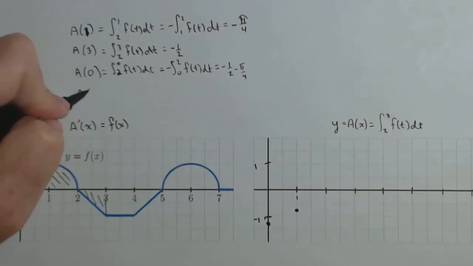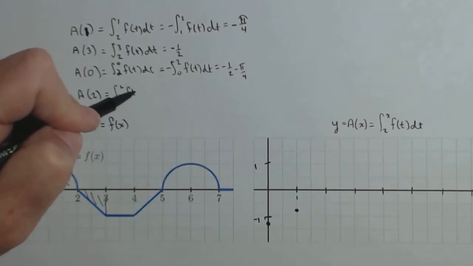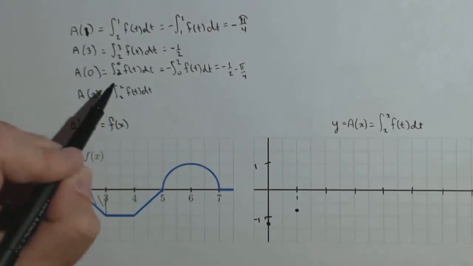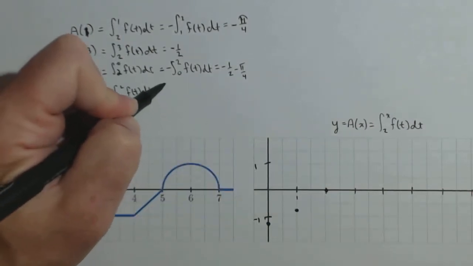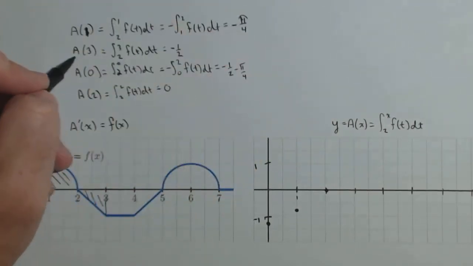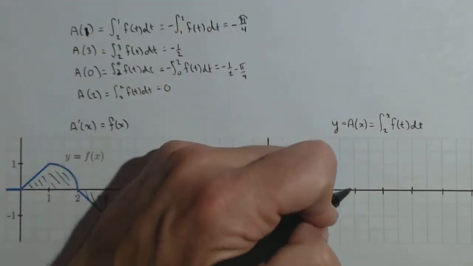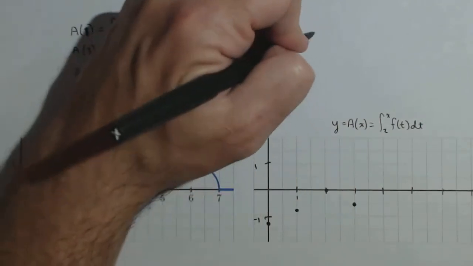Let's go find A of 2. A of 2 is an easy one because it's the integral from 2 to 2 of f of t dt. Once those limits are the same, it no longer matters what your function is. Automatically, it is 0, so we can put that point in. A of 3 we've already found. It's negative 1/2, so that's about right here.